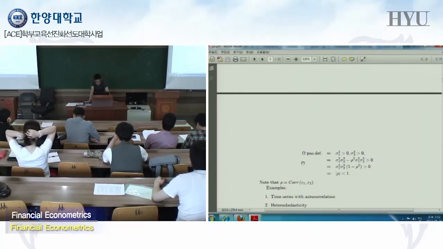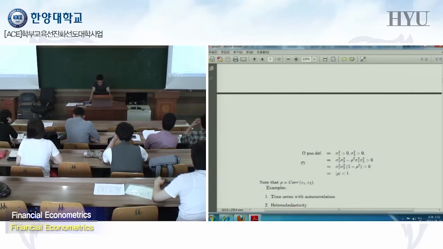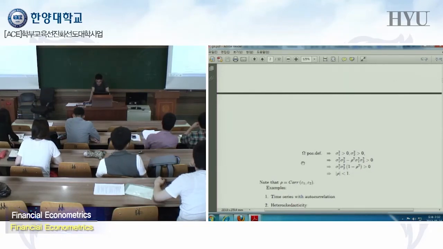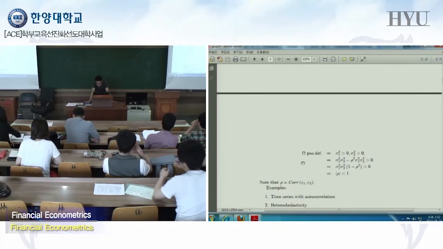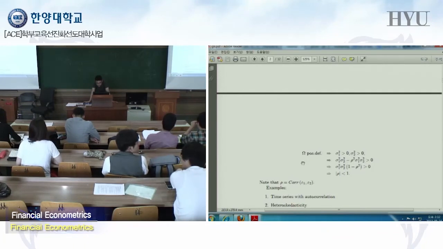In order for the omega matrix to be a positive semi-definite matrix, the first diagonal terms should always be positive. Sigma 1 squared should be greater than or equal to 0, and sigma 2 squared should be greater than or equal to 0. Then sigma 1 squared sigma 2 squared minus rho squared sigma 1 squared sigma 2 squared should be greater than 0. And sigma 1 squared sigma 2 squared times 1 minus rho squared should be greater than 0, which means that the absolute value of rho should be less than 1.